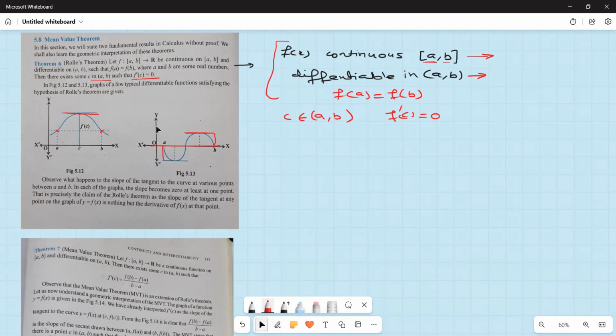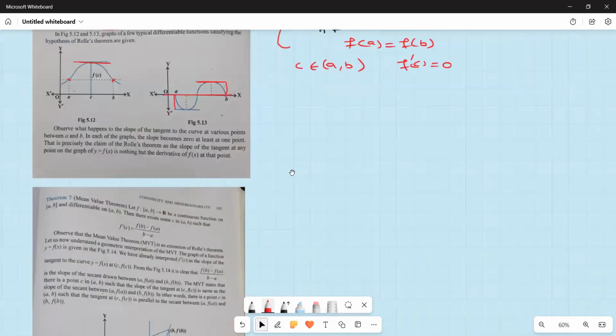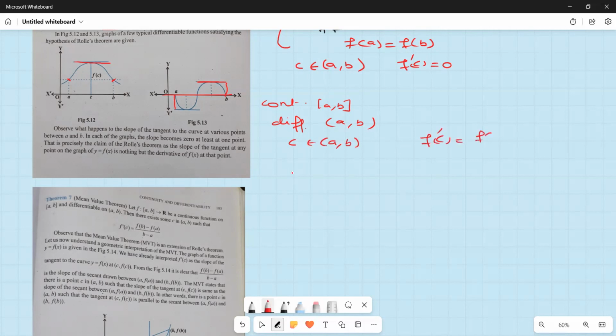Now in the mean value theorem, what is the difference? In the mean value theorem, the first two conditions are the same: the function is continuous in the closed interval [a, b] and differentiable in the open interval (a, b). Then it says there exists a c, an element of (a, b), such that f'(c) is equal to (f(b) minus f(a)) upon (b minus a).